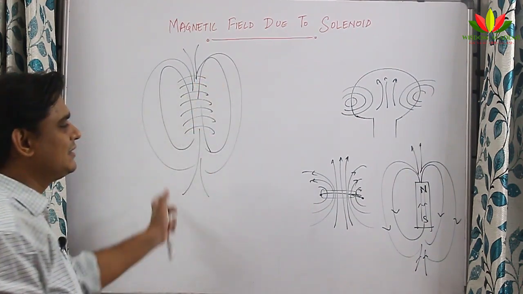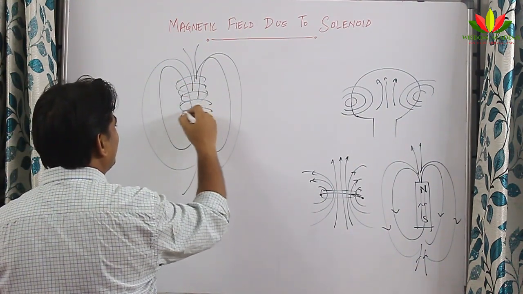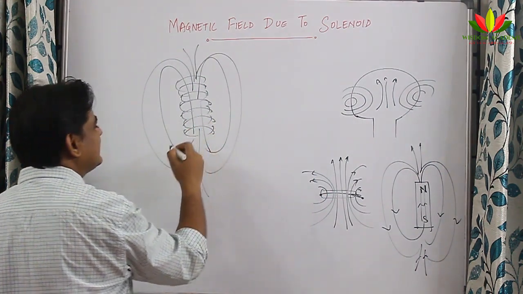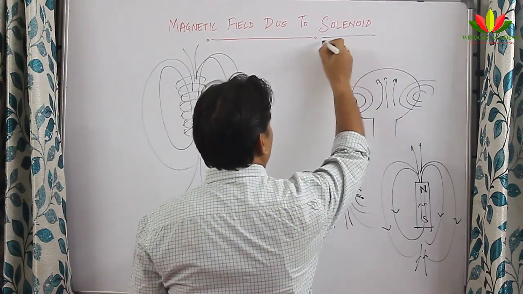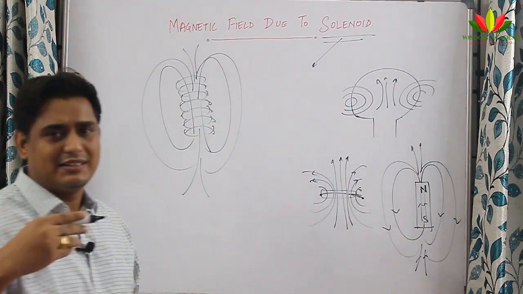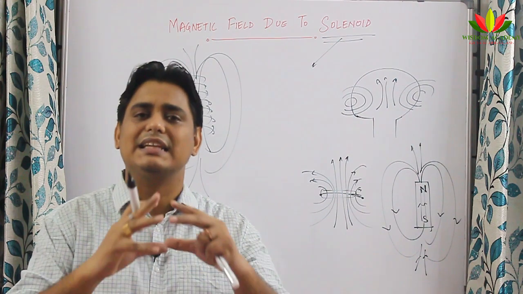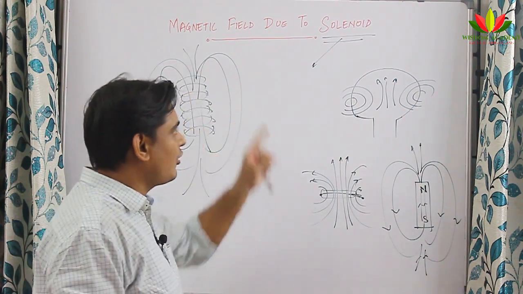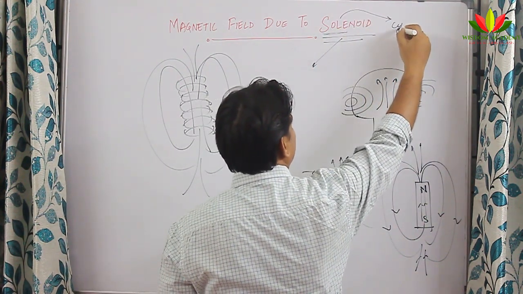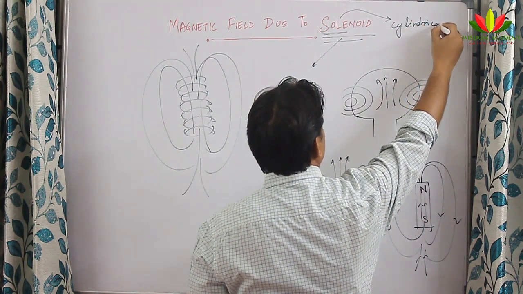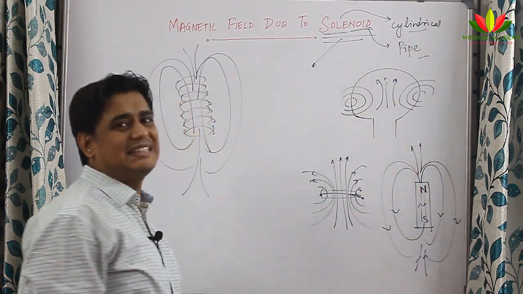Don't you think I got very similar to the bar magnet now? This arrangement of circular coils in a cylindrical form is known as solenoid. So what is a solenoid? Solenoid is copper wires which are turned in such a way that it forms a cylindrical shape. Even the meaning, solenoid is a German word, it means solen, this means cylindrical, and oid means pipe. So solenoid actually means cylindrical pipe.